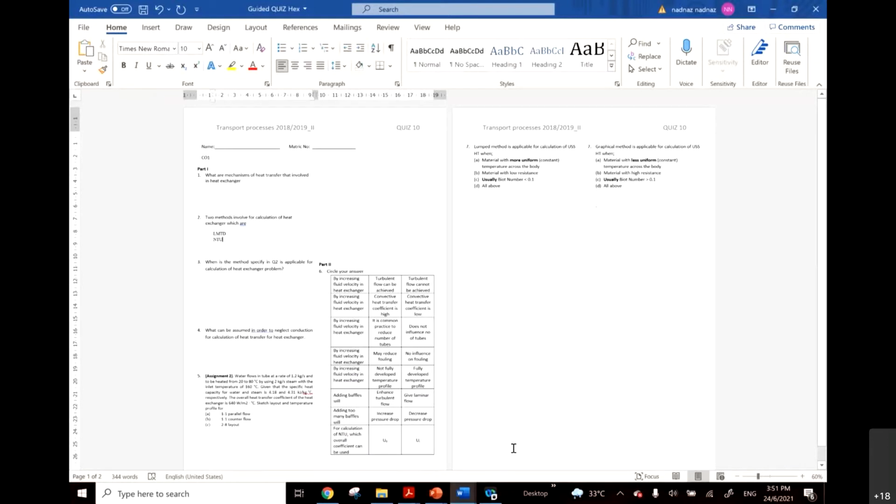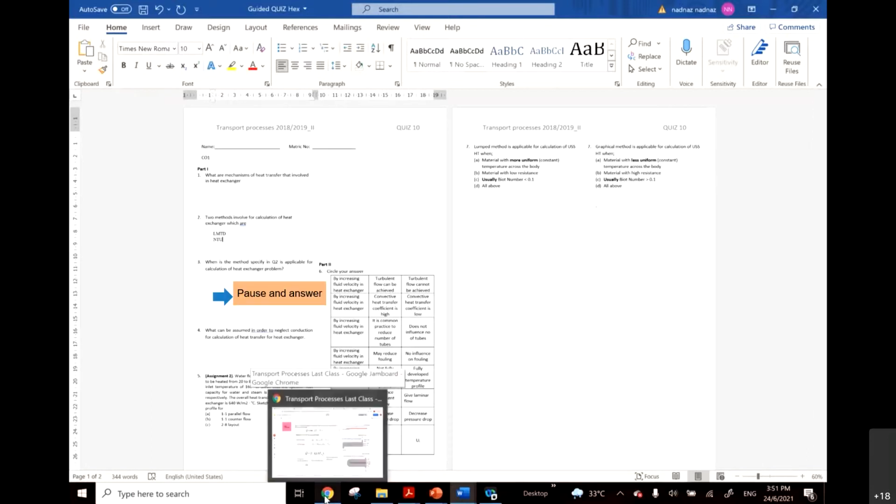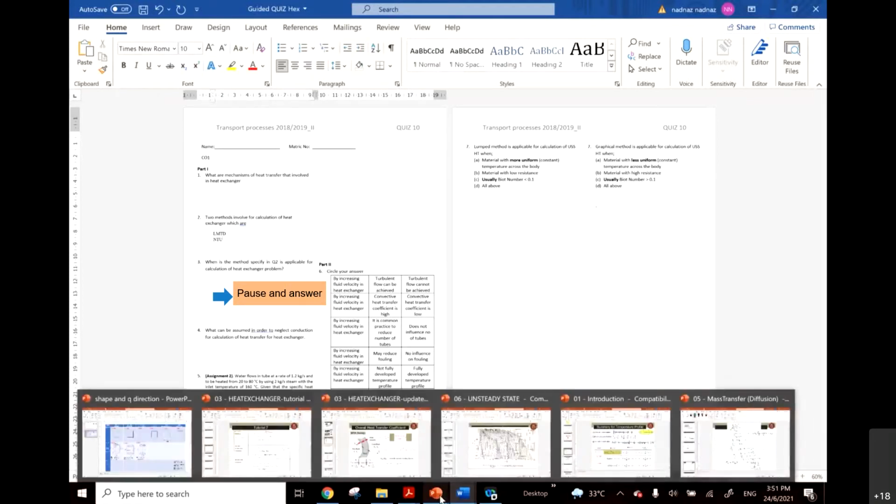Very good, NTU. So where is NTU very applicable compared to LMTD? Can someone write the answer or tell me the answer? When is the method specified for NTU or LMTD more applicable? Anyone? This part is very important too. So this is how you analyze the equation. If no T out is given. Right, Nur Syahira.